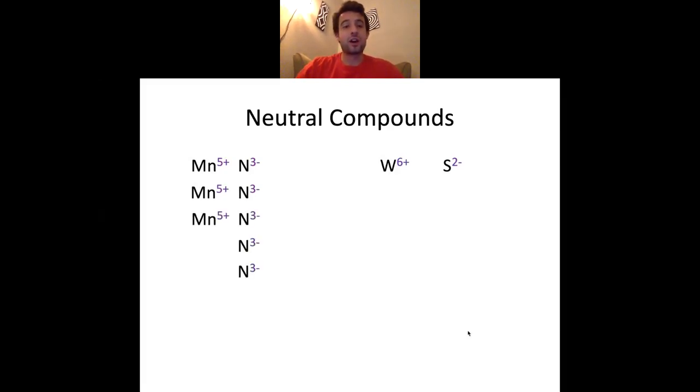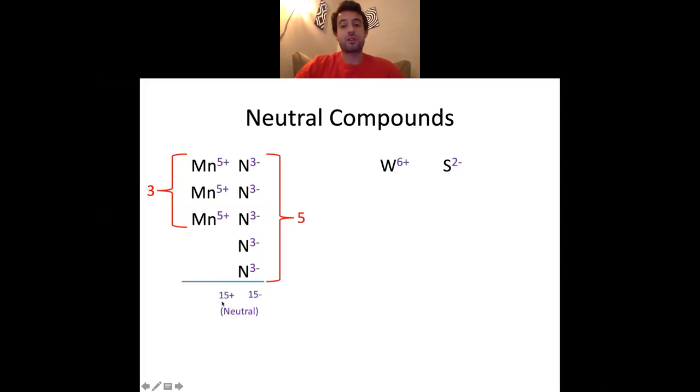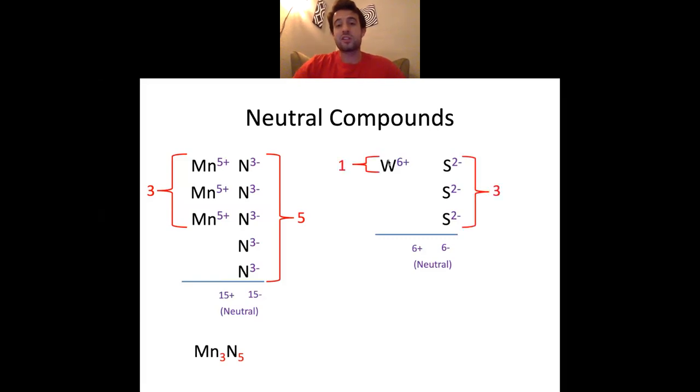Awesome. Here's the one for manganese and nitrogen. Notice here how I'll have to have five nitrogens and three manganeses so that my charges on either side are 15. 3 times 5 is negative 15, and 3 times positive 5 gives me positive 15. Over here, 6 plus and 2 minus, I will need 3 sulfurs and one of these tungstens. So that gets me 6 on each side. So my formula would be WS3 and Mn3N5.